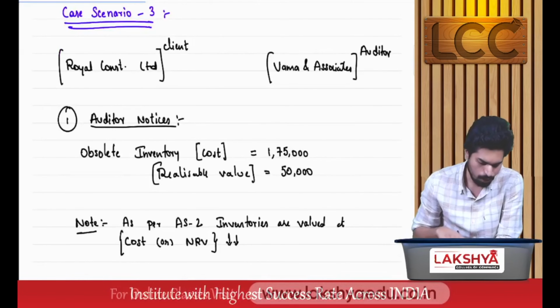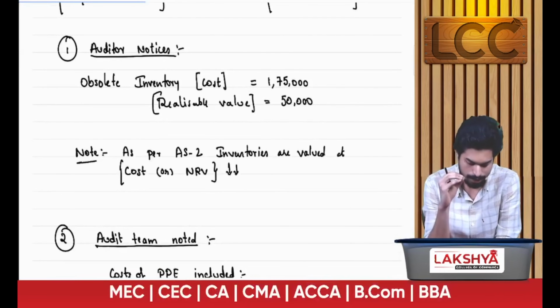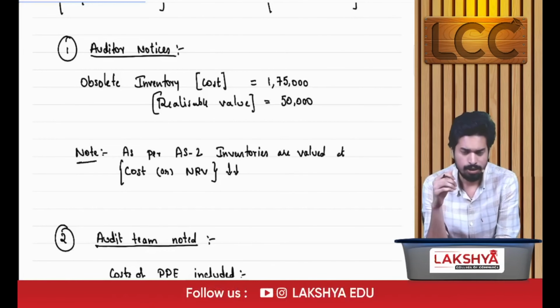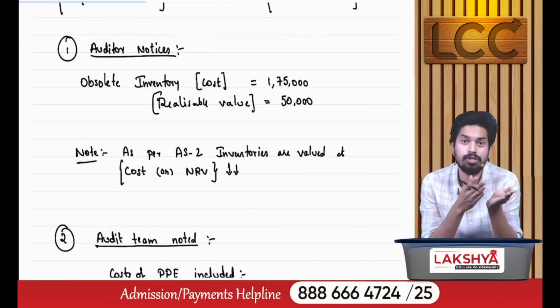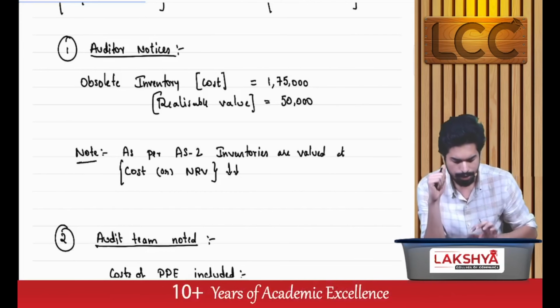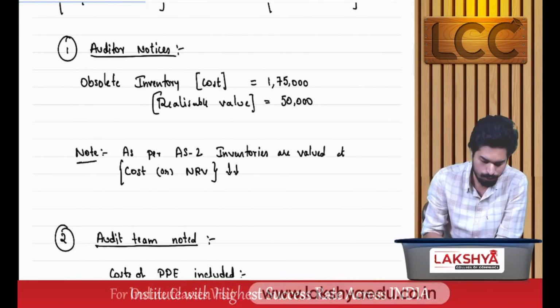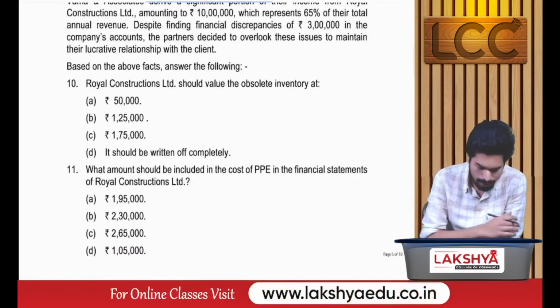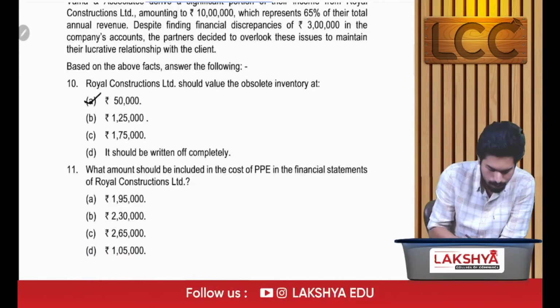What is point number 1? Auditor notices obsolete inventory. Cost is 1,75,000. Realizable value is 50,000. Note, as per AS 2, inventory has to be valued at cost or NRV, whichever is lower. So here the inventory has to be valued at NRV, nothing but 50,000. So Royal Constructions Limited should value the obsolete inventory at 50,000 rupees. Fine.